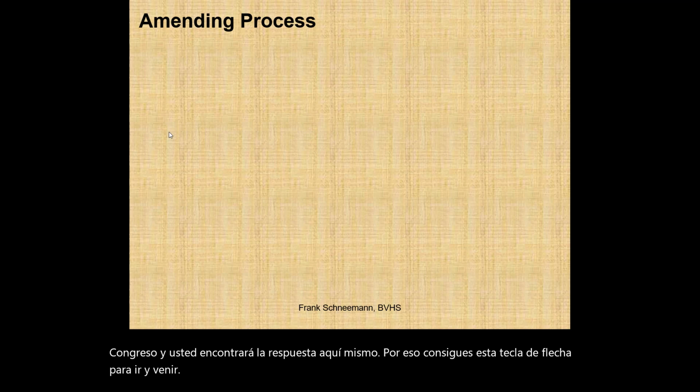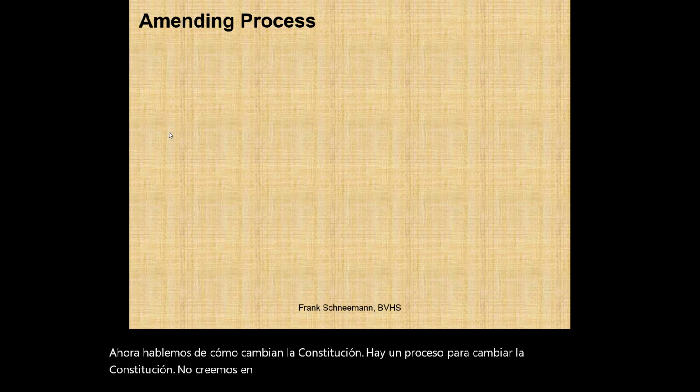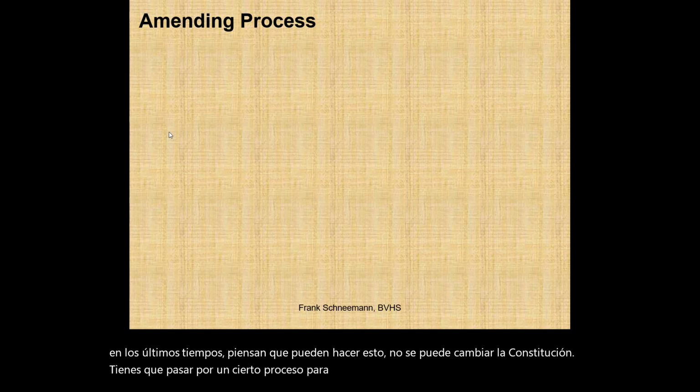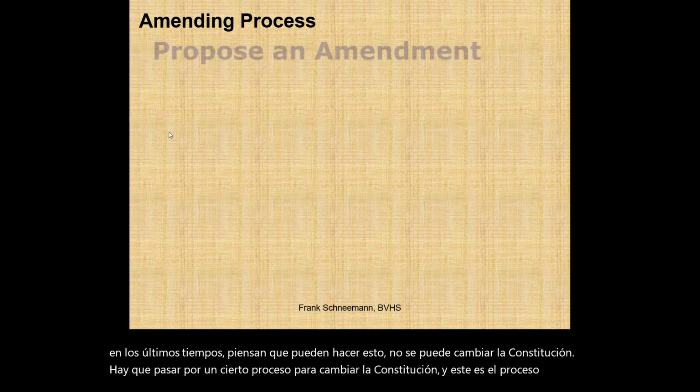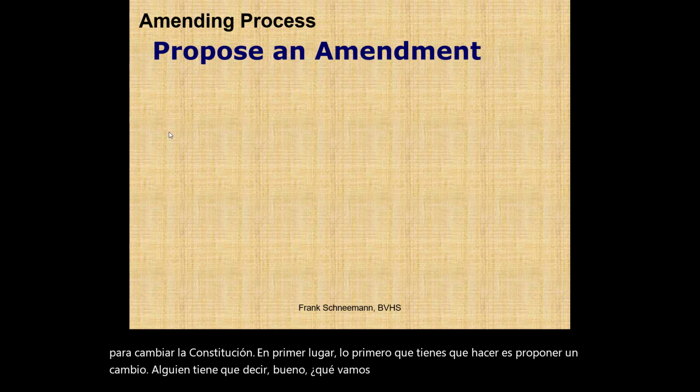Now let's talk about how they changed the Constitution. There's a process for changing the Constitution. We don't believe in the United States that presidents, although some of them in recent times think that they can, can change the Constitution. You have to go through a certain process. This is the formal process for changing the Constitution. First of all, the first thing you have to do is propose a change. Somebody has to say, how are we going to change the Constitution? Well, this is how we're going to propose a change.